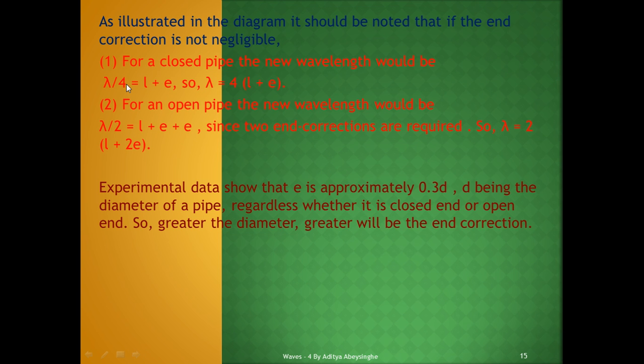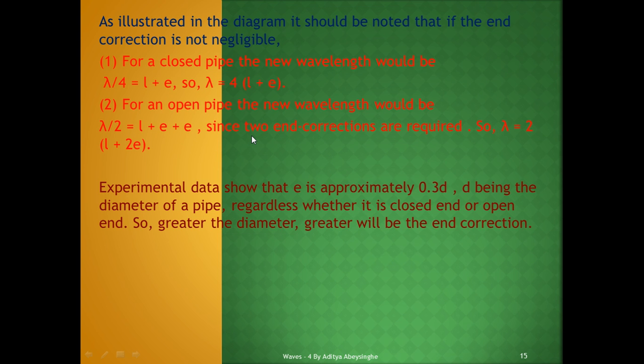So lambda by 4, when it is vibrating with the fundamental frequency, will be equal to L plus E. So lambda is equal to 4 times (L plus E). In an open pipe, lambda by 2 is equal to L plus 2E, so lambda will be equal to 2 times (L plus 2E). So you know the wavelengths for the closed pipe and the open pipe when vibrating with the fundamental frequency. So we can find the fundamental frequencies for a closed pipe and an open pipe accordingly, considering the end correction.